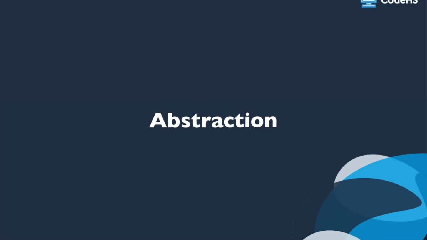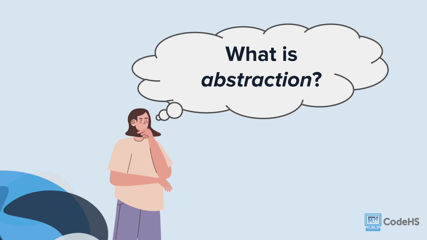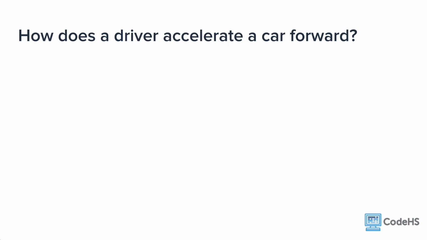Hi, in this video we'll talk about the concept of abstraction and how it relates to program design. To answer the question, what is abstraction, let's take a look at an example. Let's start with the question, how does a driver accelerate a car forward?